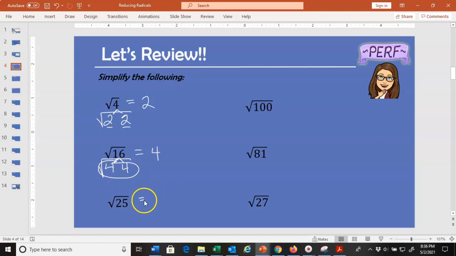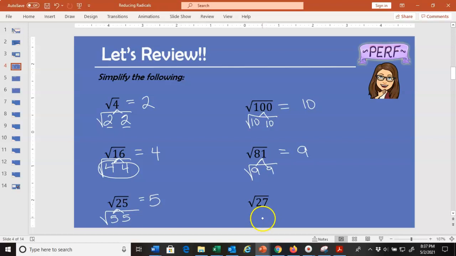Let's try 25. Again, you guys already know this. It's 5 because we can write 25 as 5 times 5. We found two numbers that are exactly the same that multiply together to give us that number. Keep going. 100 is 10 times 10, right? So the square root of 100 is 10. And then the next one, let's try 81. Can we think of two numbers that multiply together that are the same that give us 81? And it is 9 times 9. So the square root of 81 is 9.